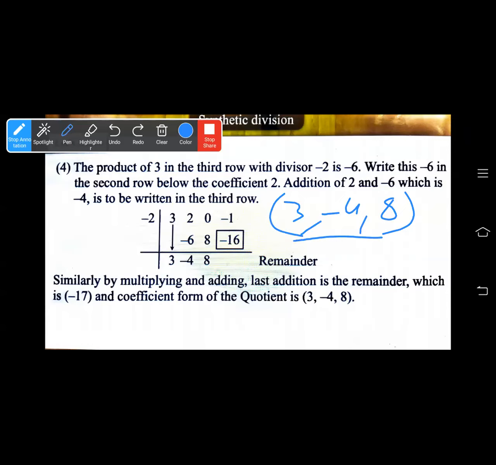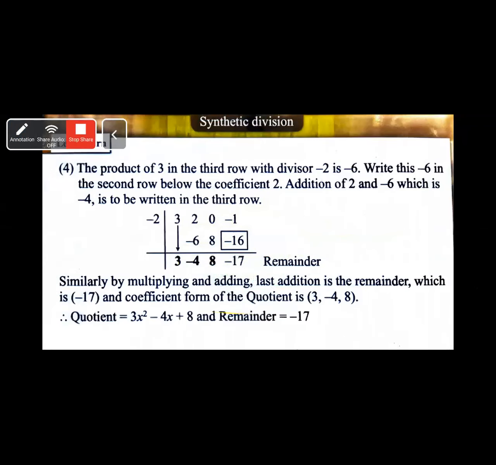So our expression is in the variable x. You just have to write 3x squared minus 4x plus 8, using x squared with 3, x with minus 4, and x to the 0 with 8. There is no need to write x to the 0. This is your quotient in the expression. Okay, so the remainder is minus 17.